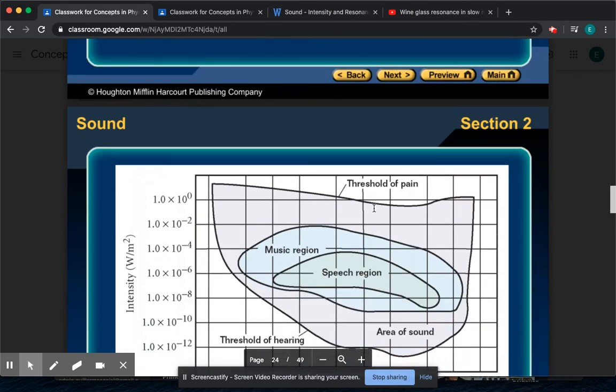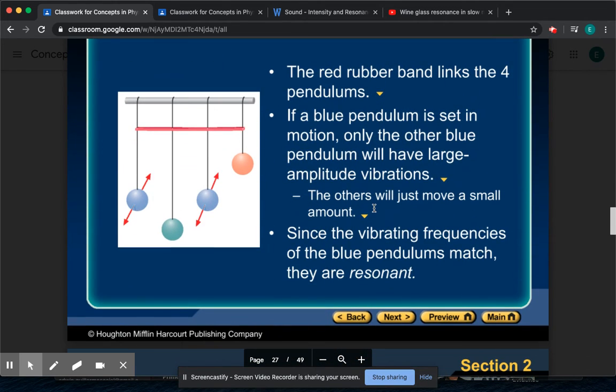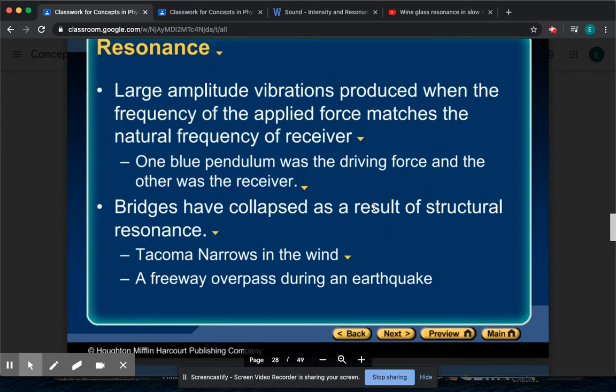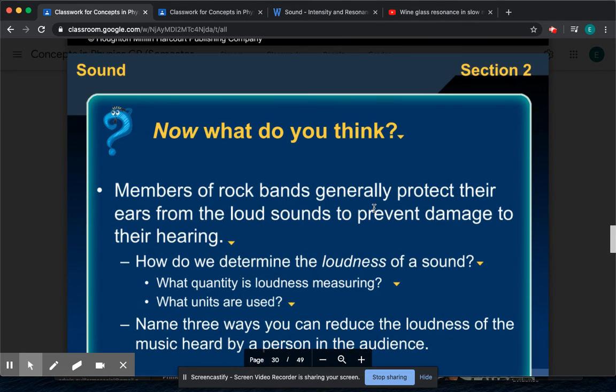And then we get into the world of resonance. Resonance has to do with the frequencies of different objects. Everything has a specific resonance frequency, and if you can match it, then you can make those things vibrate as well without ever having to touch them. That is the gist of today. Intensity is affected by power and distance, and then resonance. Those are the two things I need you to understand. That's it for today.